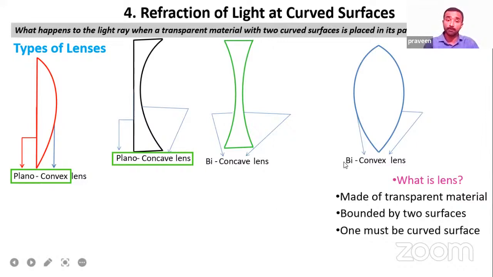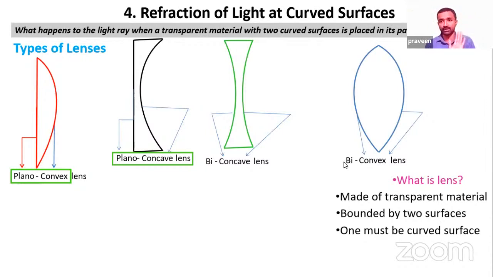Plano-convex lens, plano-concave lens, biconvex lens, and a biconcave lens. Okay, order missing: biconcave lens and a biconvex lens. So four lenses we have completed. Are there any other possibility? Combination of two different surfaces. Here plano-convex completed, plano-concave completed.